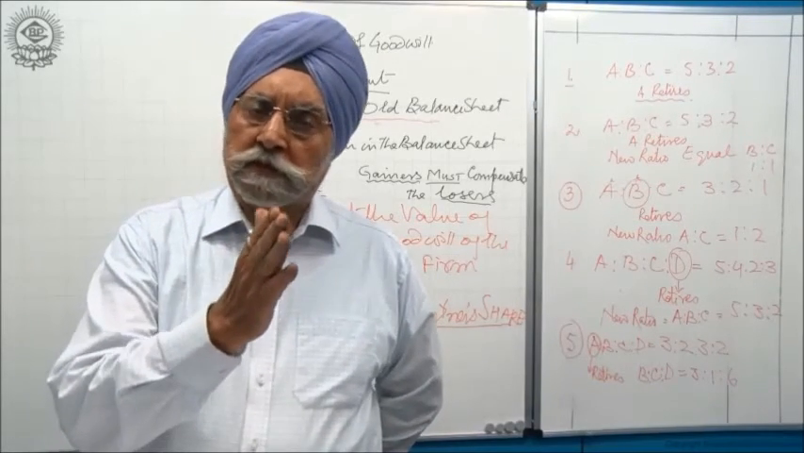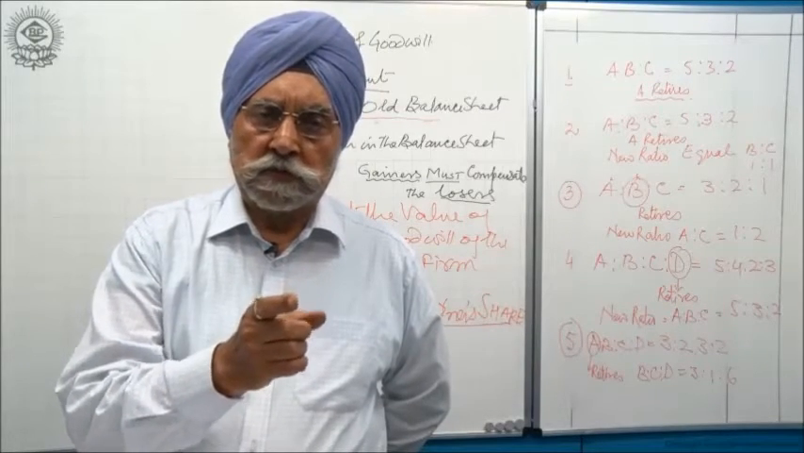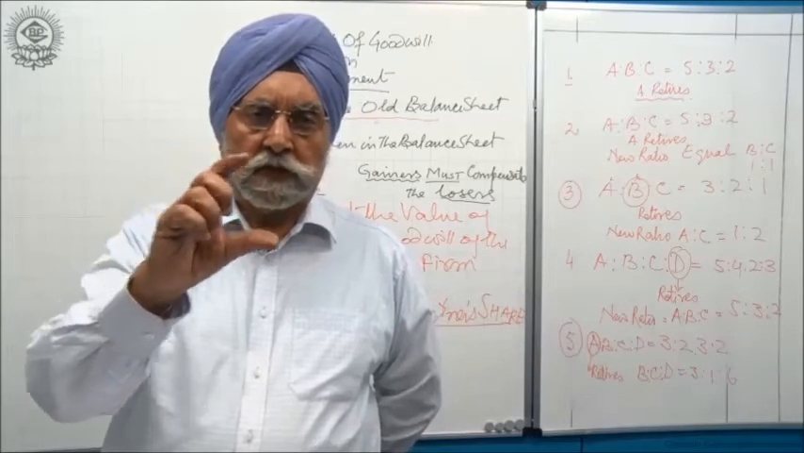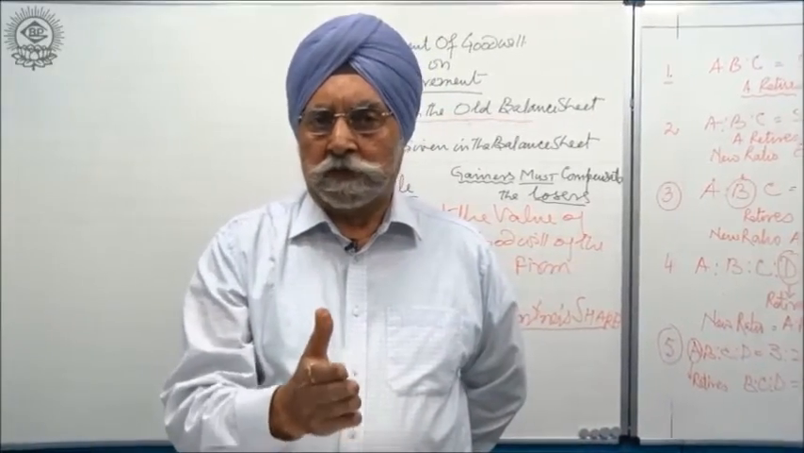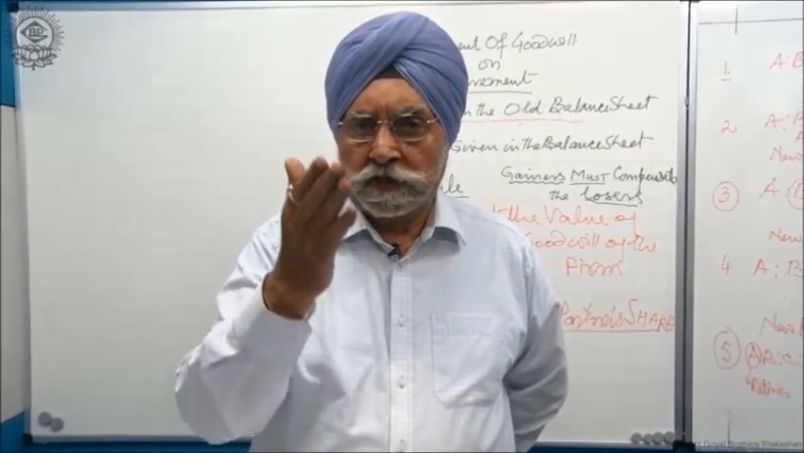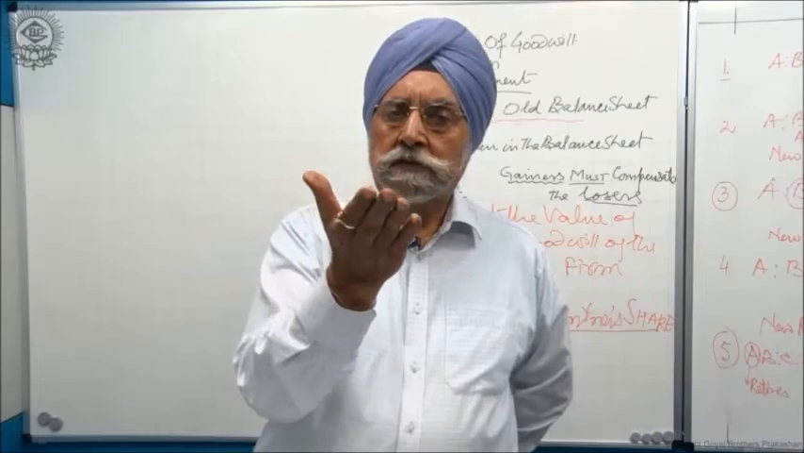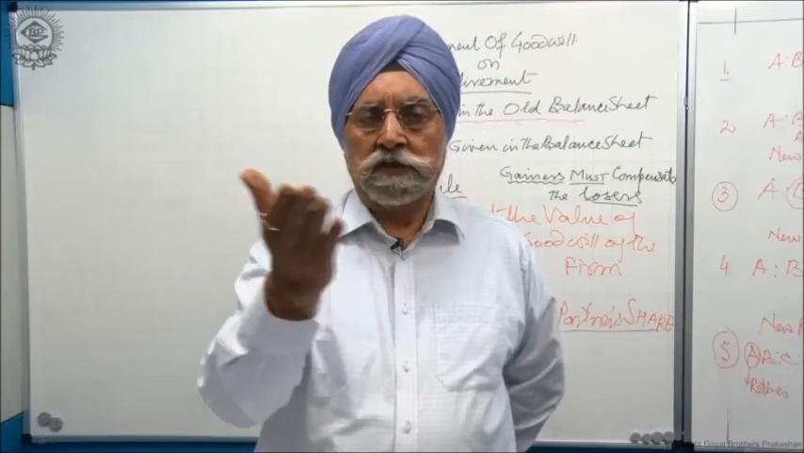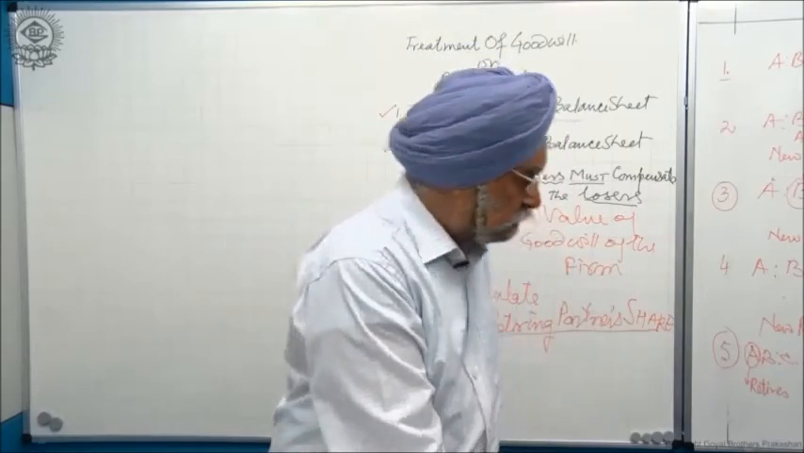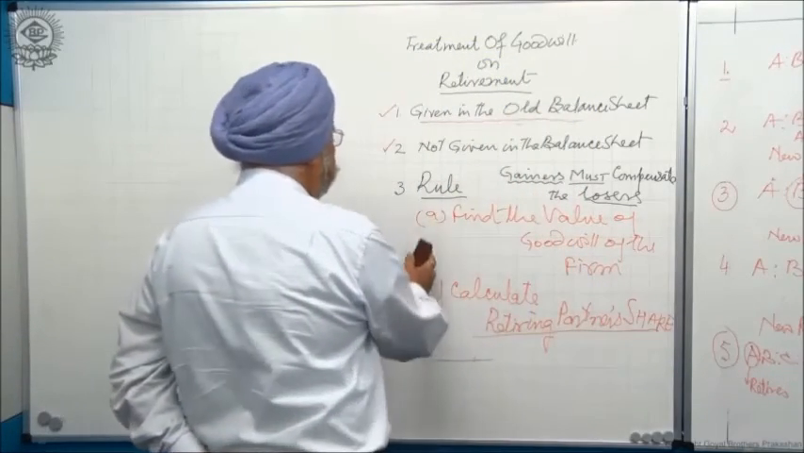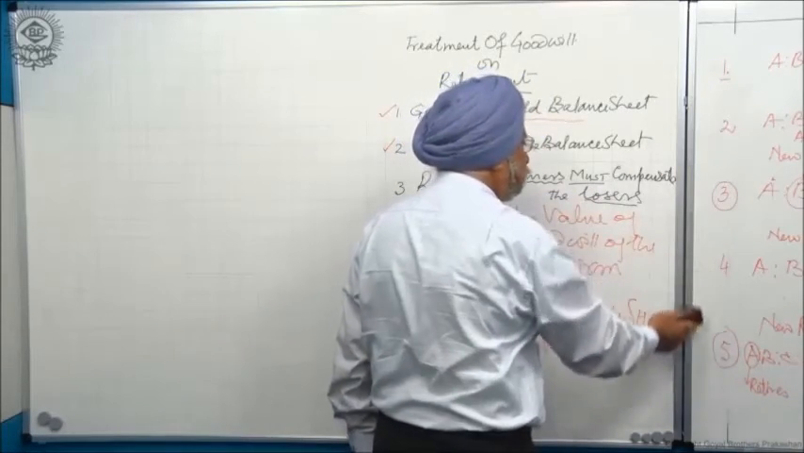We have already studied how to calculate the gaining ratio. Once you know the gaining ratio and the share of the retiring partner, this is very simple. Give the share of the partner to the retiring partner, and let this be debited to the continuing partners in the gaining ratio. This is to be done in 5 possible cases, which I have listed here.